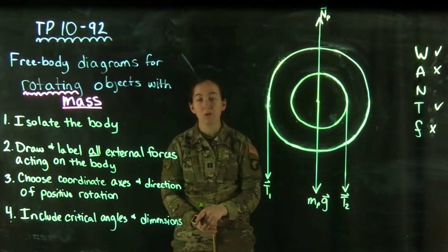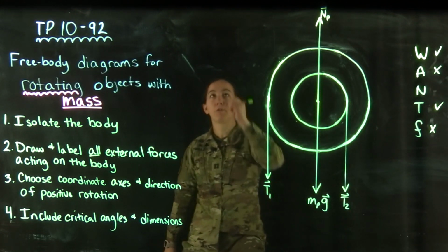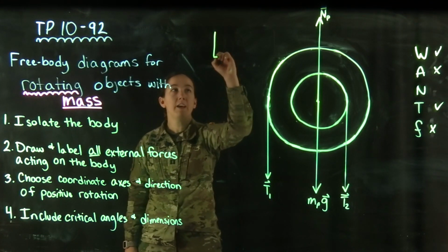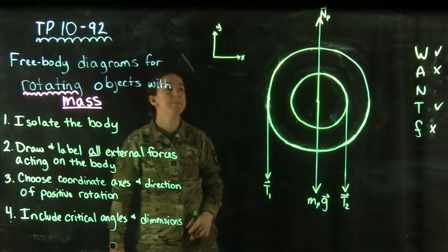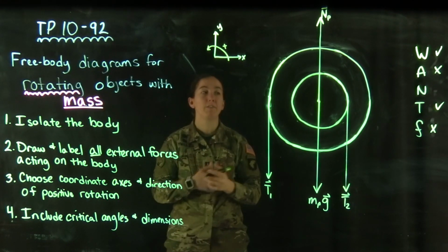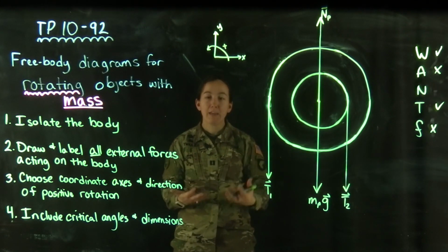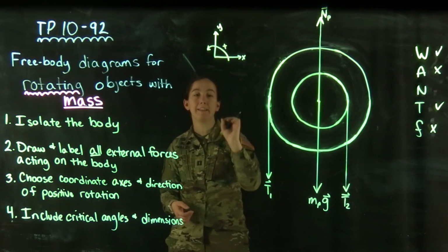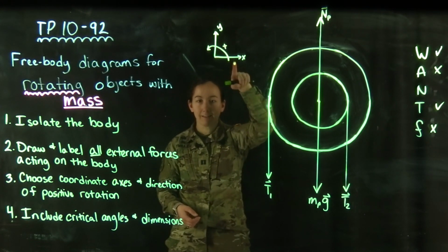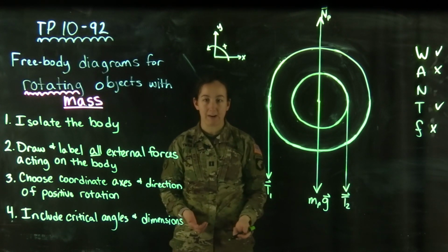So I'm going to choose a coordinate axis and direction of positive rotation. First, you're all familiar with drawing that coordinate axis. I'm just going to list out what is x and y as the direction of positive rotation. If the problem doesn't tell you that everything's going to rotate counterclockwise, pick a direction. Pick a direction to say it's positive. As long as you're consistent with this coordinate axis up here and your direction of positive rotation, when you do your math, you're going to be correct.